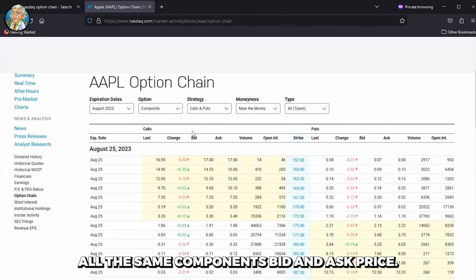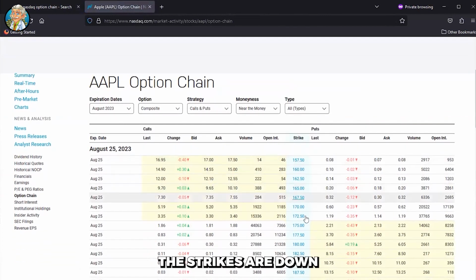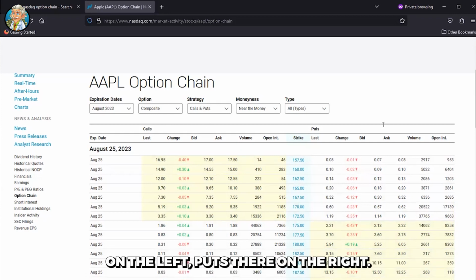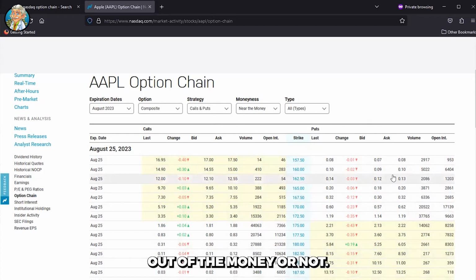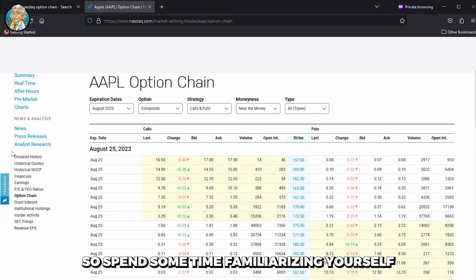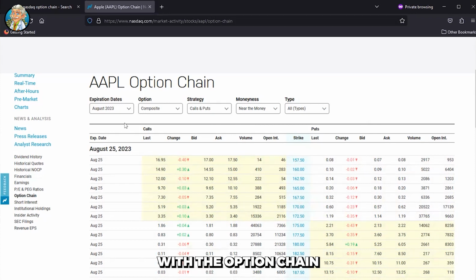All the same components, bid and ask price. The strikes are down the middle, calls are on the left, puts are on the right. So you see the layout's the same, in the money highlighted, out of the money not. There's your at the money right in the middle. So spend some time familiarizing yourself with the option chain.